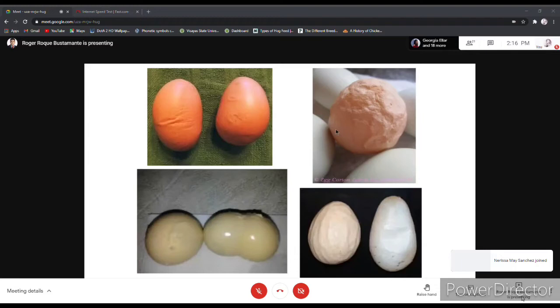So this one, these are examples of misshapen eggs. During the egg formation, which will be discussed in a video, abnormalities happen due to stress or because your hens are already very old. So do not incubate eggs like this.